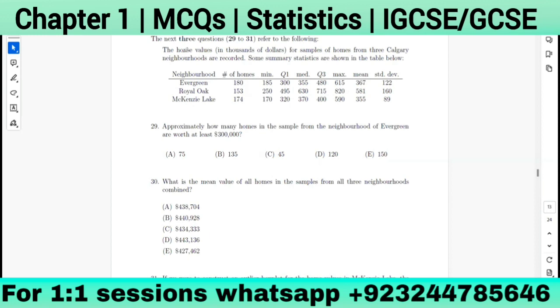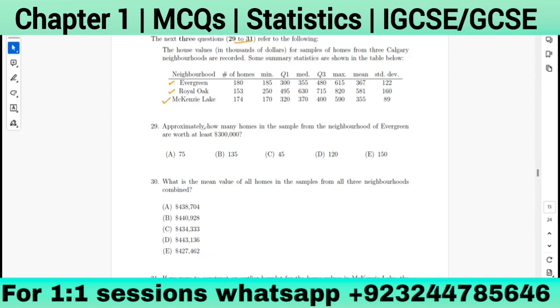So question number 29. The next three questions, 29 to 31, refer to the following information. The house values in thousands of dollars for samples of homes from the Calgary neighborhoods are recorded. Some summary statistics are shown in the table below: neighbors, number of homes, minimum, Q1, median, Q3, maximum, mean, and standard deviation. Everything is given for three types of homes, that is Evergreen, Royal, and McKenzie.